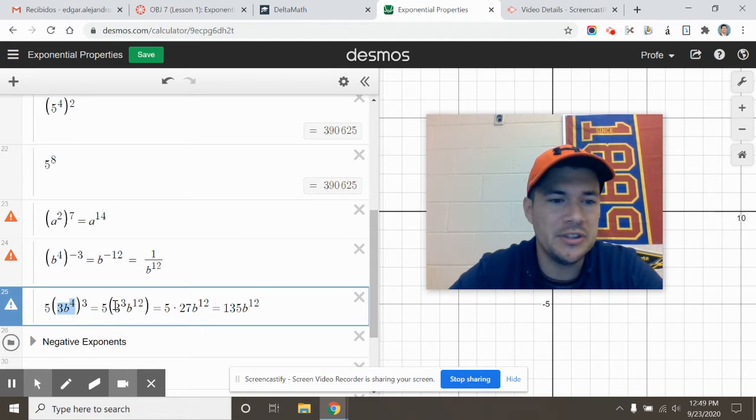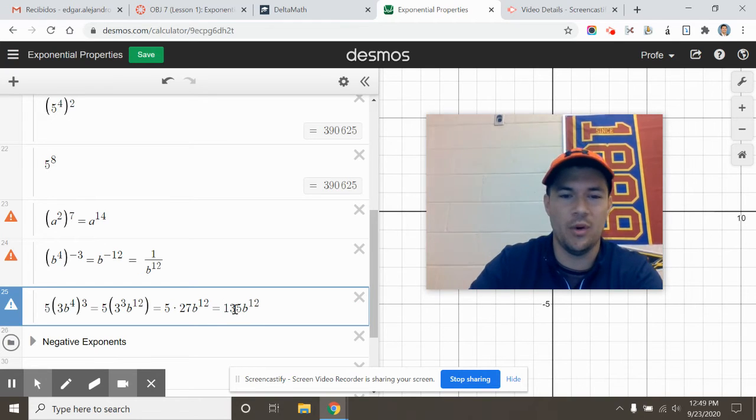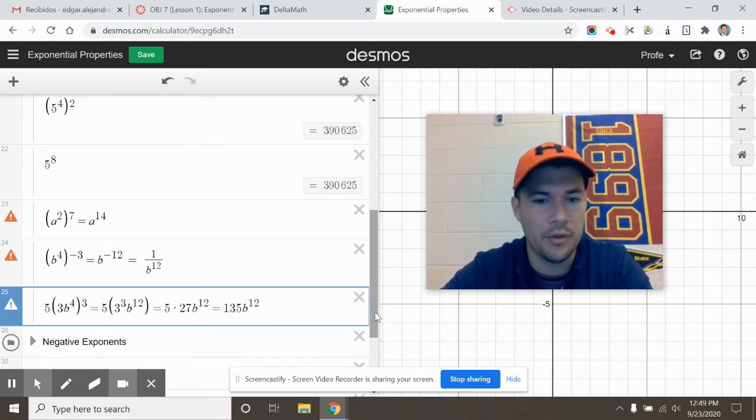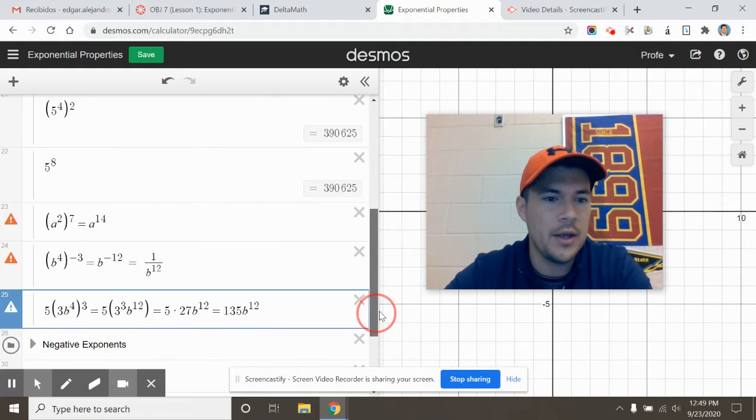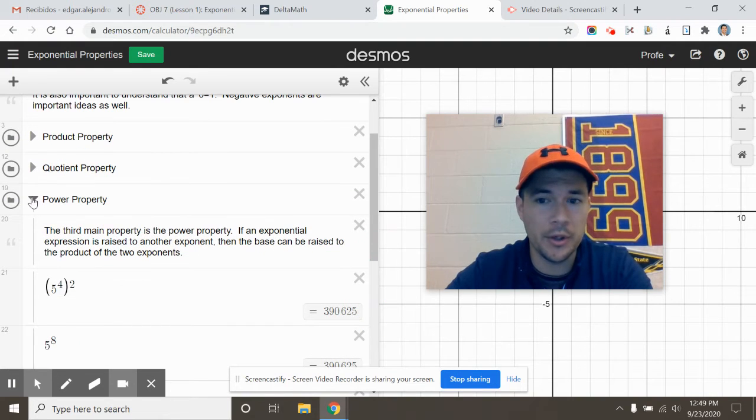All right. So this means 3b to the 4th means I'm going to cube my 3 and I'm going to cube my b to the 4th. So b to the 4th cubed is going to be b to the 12th because 4 times 3 is 12. And again, 3 is just going to be cubed. 3 cubed is 27. And we already simplified to b to the 12th. So we end up having 5 times 27 b to the 12th, and we get 135 b to the 12th. Pretty cool. Okay, so that is how the power property works.